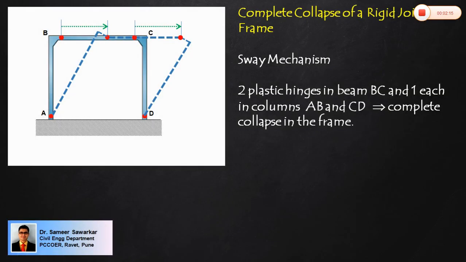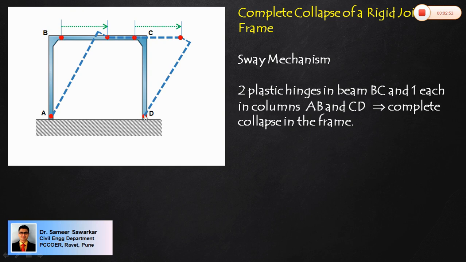The second type of mechanism is the sway mechanism. Students will do well to observe what is happening. We are observing that one plastic hinge is formed in the column, one plastic hinge is formed in the beam here, another plastic hinge is formed in the beam here, and one plastic hinge is formed in the column here. Because of these four plastic hinges and because of lateral load, the frame has swayed. It has undergone a swaying movement.